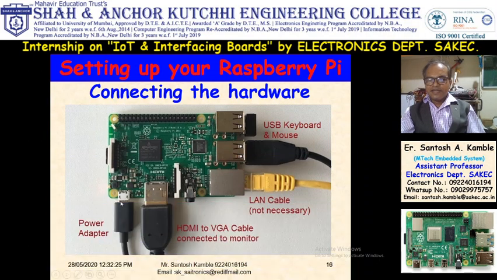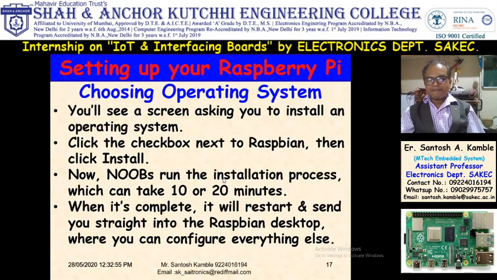So I have connected this USB power supply and HDMI cable. The LAN cable is optional. If you have Wi-Fi, if you have a router, you can connect the LAN cable. Otherwise, it is not required. Then you can connect the USB keyboard. You can connect a USB mouse, wireless mouse also. So this is my hardware setup.